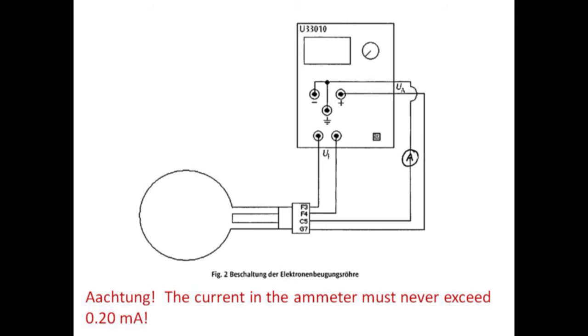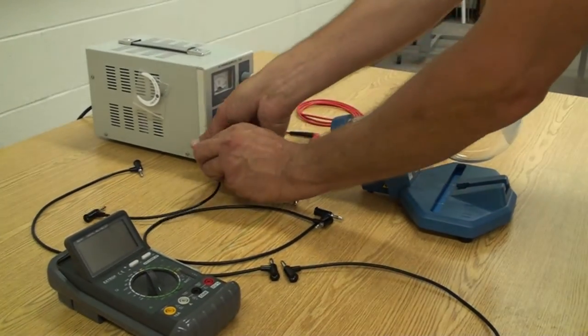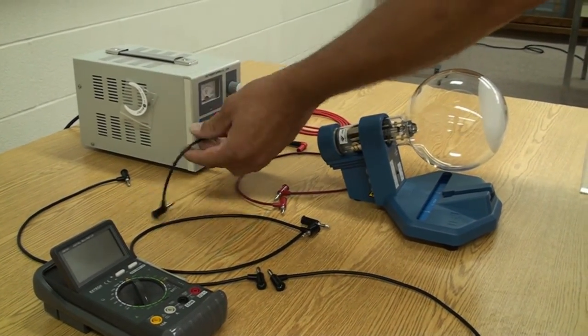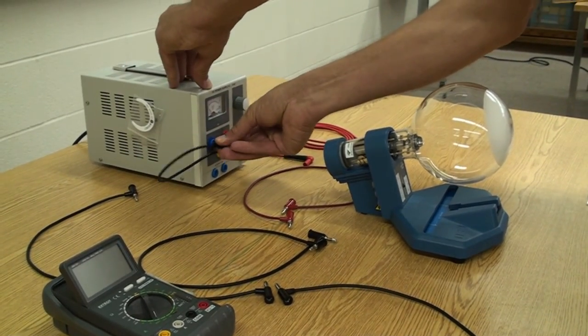Here is a schematic of the apparatus, though you should probably let your lab instructor set it up for you. The electron beam must never exceed 0.2 milliamps, or the crystal may be destroyed. You're free to watch me set this up or fast forward, your choice.